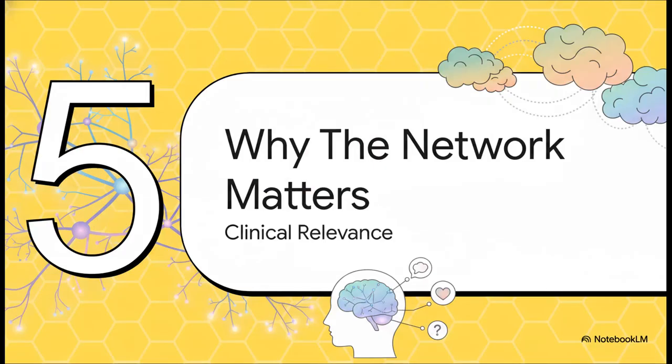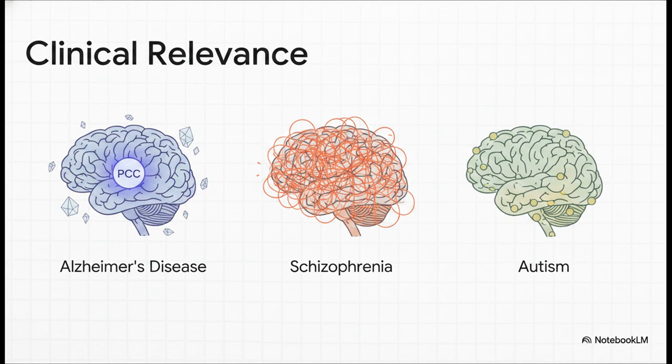Finally, Section 5, Why the Network Matters. Let's step back and look at the clinical relevance of all this. So why does mapping this complex anatomy actually matter to you or to medical science? Well, understanding these specific hubs is absolutely critical because disruptions here are directly linked to devastating cognitive disorders, things like Alzheimer's, schizophrenia, and autism. For example, the sheer metabolic activity that makes the default mode network so powerful also seems to make it really vulnerable over time.